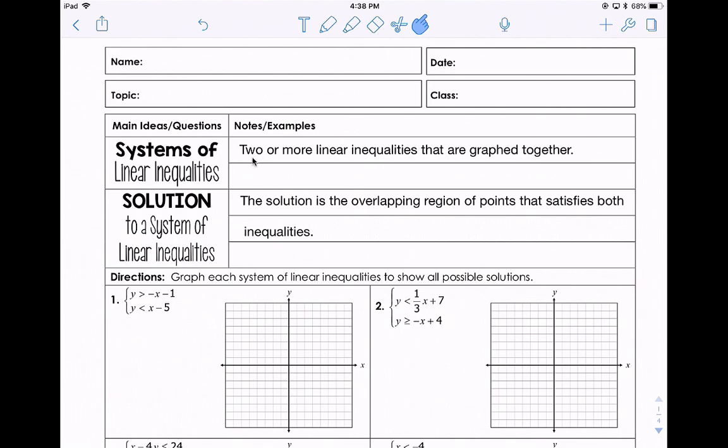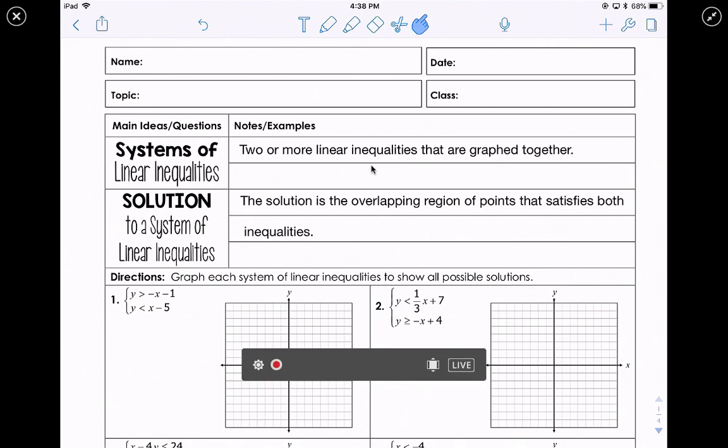I'm going to give you some time to write that, but again, two or more linear inequalities that are graphed together. So we're going to be graphing two at a time. That's the most we will actually do is two at a time. Again, a system just means it's two or more. In this case, we're doing linear inequalities that are graphed together.